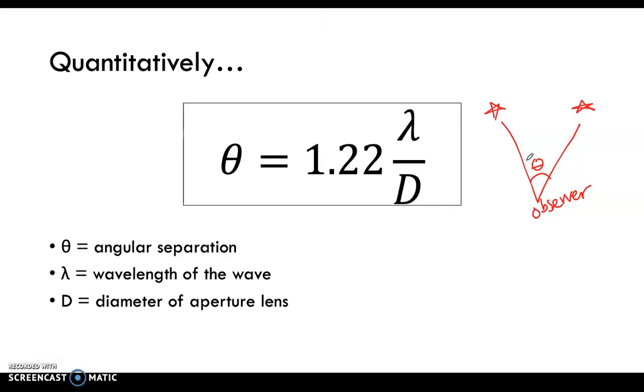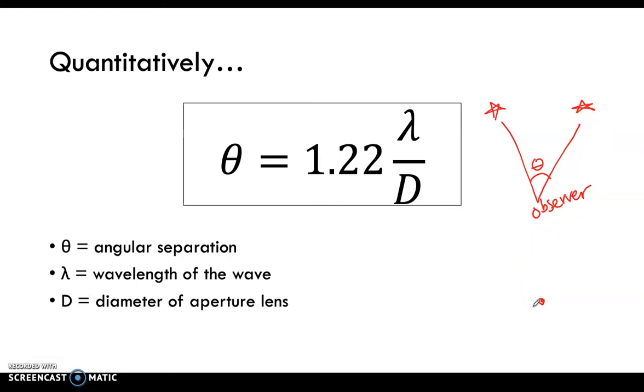Rayleigh's criterion says that two images are just resolved when the angle between those two images and the observer is equal to 1.22 times the wavelength divided by the diameter of the aperture lens. In other words, just roughly from this, we know that angular separation is going to increase as the observer gets closer to the objects. And so, of course, if the observer gets closer to the objects, the angle of separation is going to increase.